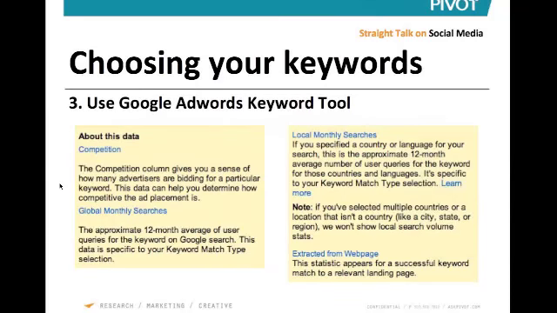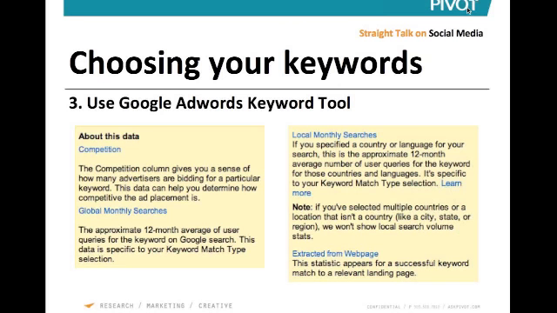How Google defines these terms. Competition gives you a sense of how many advertisers are bidding for a particular keyword. Global monthly searches is the approximate 12-month average of user queries for the keyword on Google search. Local monthly searches, if you specified a country or another specific place, is the approximate 12-month average number of queries for that country or language.